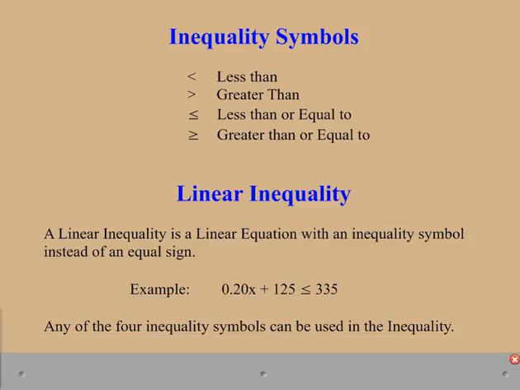Next, we define a linear inequality. A linear inequality is a linear equation with an inequality symbol instead of an equal sign. You can see our example here, 0.20x plus 125 is less than or equal to 335. You can see the inequality symbol in the place of where the equal sign usually would occur in an equation. Remember that any of the four inequality symbols can be used in the inequality.